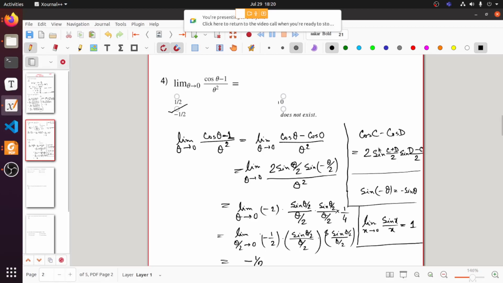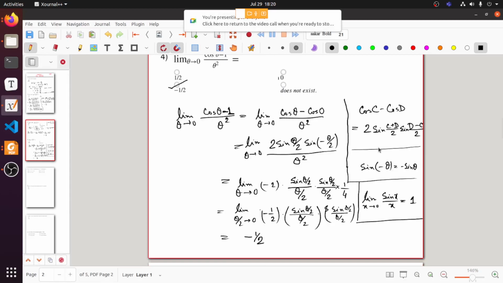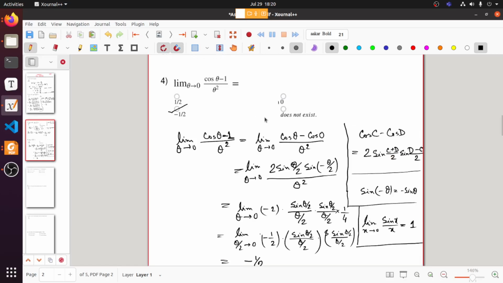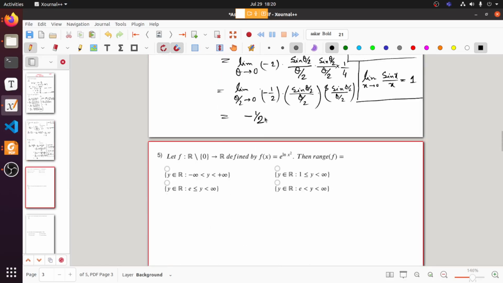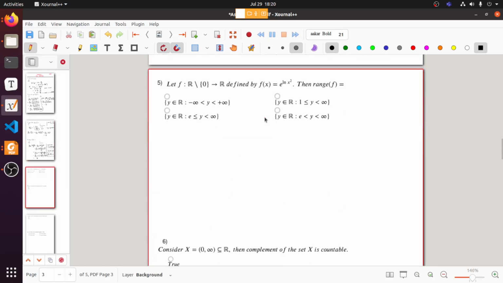Is this fine for everyone? Okay, so if it's fine, then now move to question number 5. In this question there is a mistake, meaning the options are not correct. So let's see what the correct answer will be.